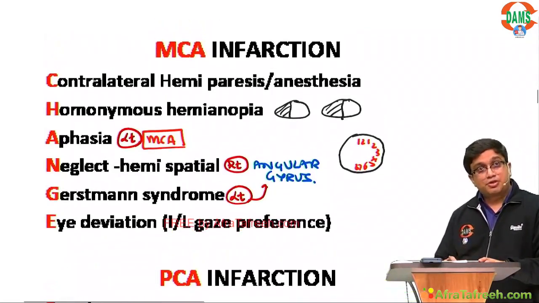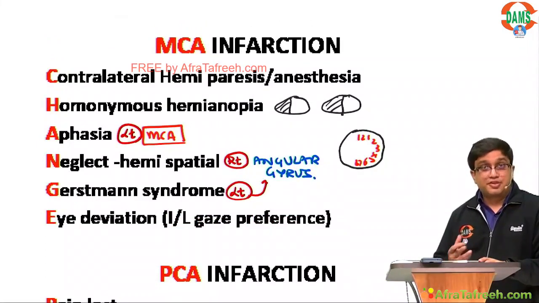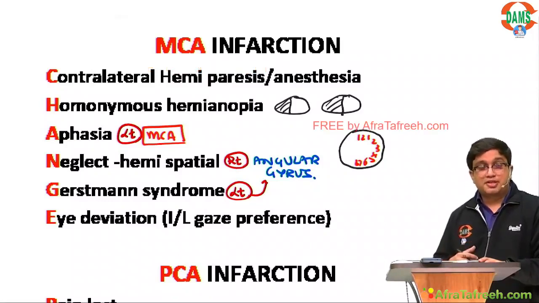So wherever side the lesion is, the eyeballs are going to move over there. So that's an important topic, the MCA infarction. Just have to know the difference between the left and the right. Aphasia will happen when the lesion is on the left, with Gerstmann syndrome, with an ipsilateral gaze preference and contralateral hemiparesis and hemianesthesia. Okay.